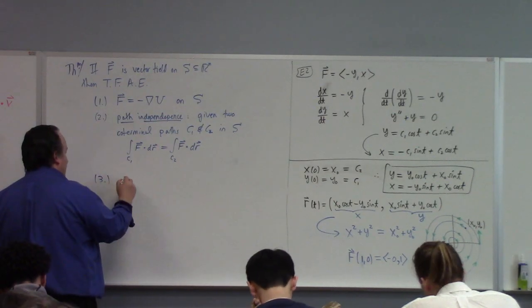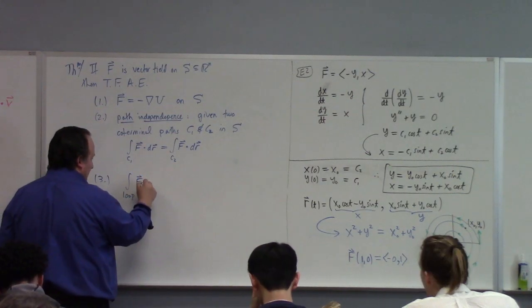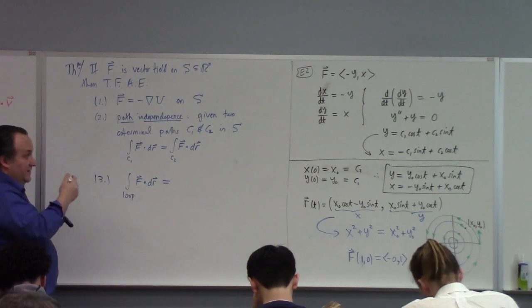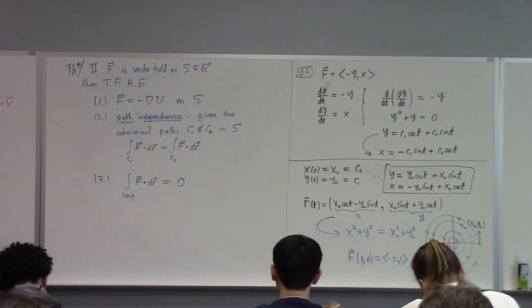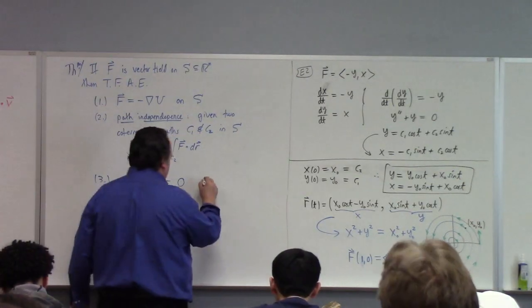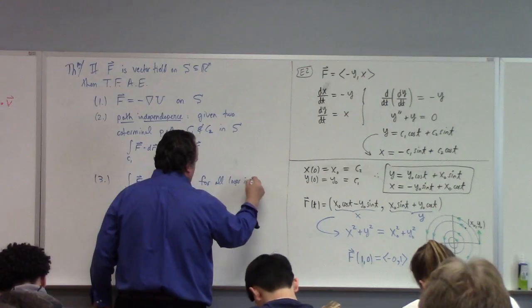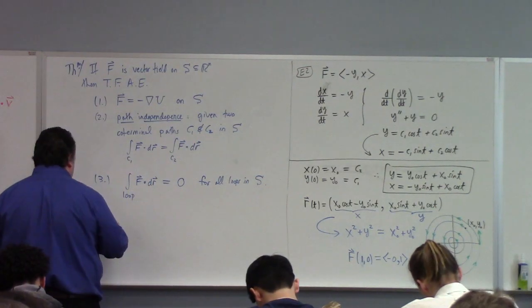Number 3, how about this? The integral around any loop of F dot dr is equal to 0. So this is for all loops in S. All right. What's the fourth one?